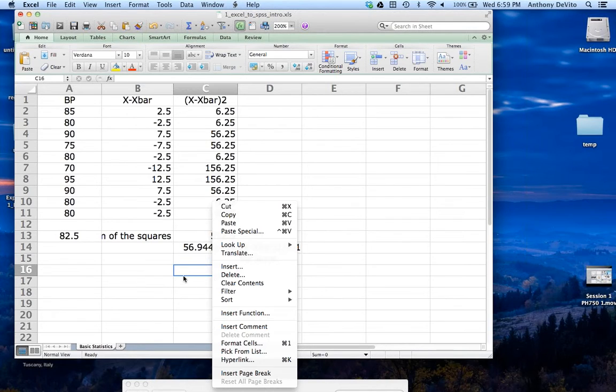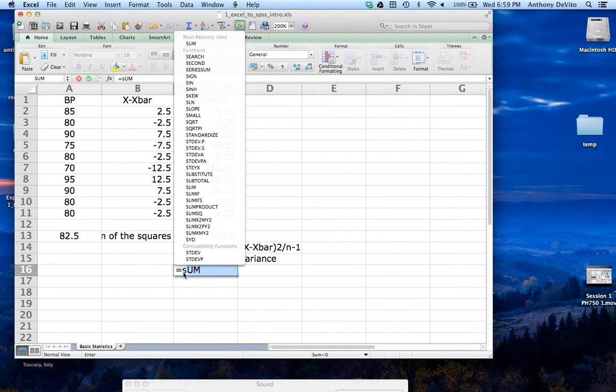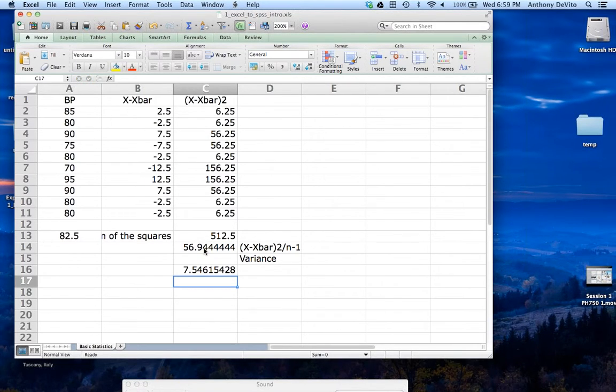So I'm going to do that by typing into this box an equal sign. I'm going to use a function built into SPSS called square root, SQRT parentheses, and I'm going to tell it I want to find the square root of that number, x minus x bar squared divided by n minus 1, the variance. I'm going to find the square root of the variance, which is in C14. I'm going to hit enter, and that number now I'm going to call the standard deviation.